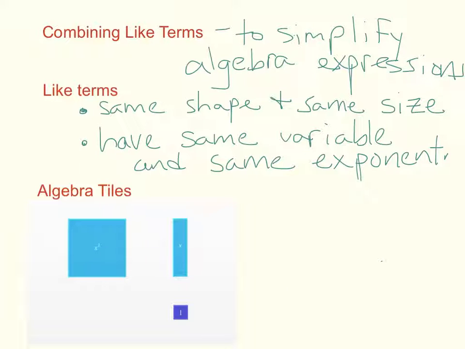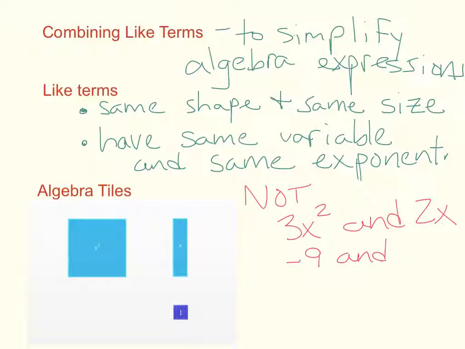Things that are not like terms would be 3x squared and 2x. Even though they both have x's, one of them's a squared and one of them isn't, so they are not like terms. Let's say you have a negative 9 and 4x. Since the negative 9 does not have an x, not a like term. Let's say we have 4x and 5y. One of them is an x, one of them's a y. Can't put them together, like apples and oranges. So those are not like terms.